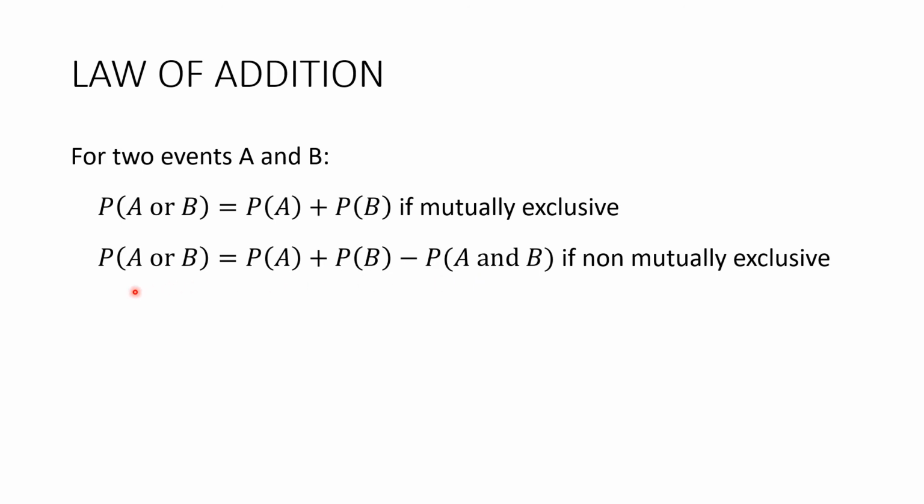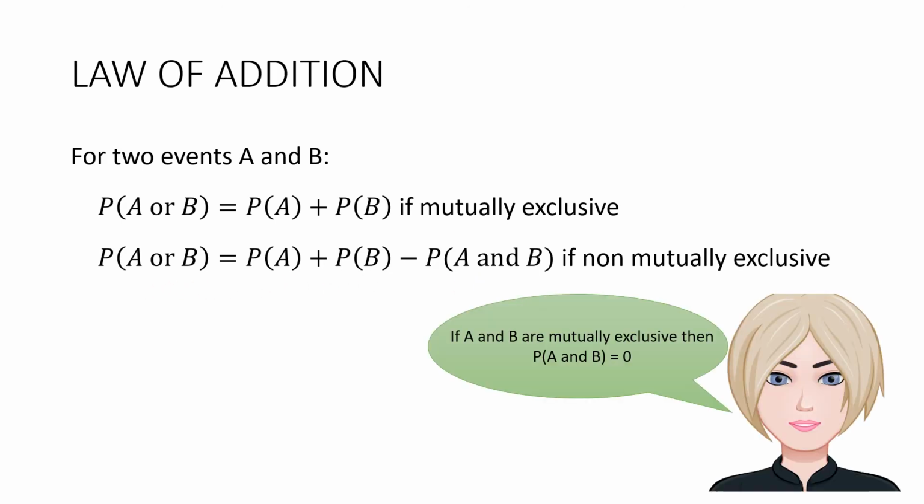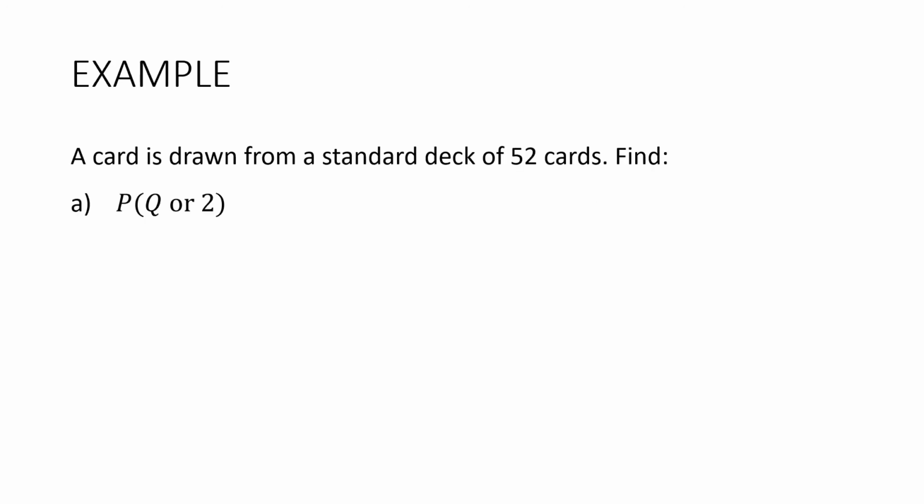We can just remember this rule here, because if A and B are mutually exclusive, then this part is equal to 0. That's why we end up with this formula here. So you can just remember this one if you want to. Let's look at an example.